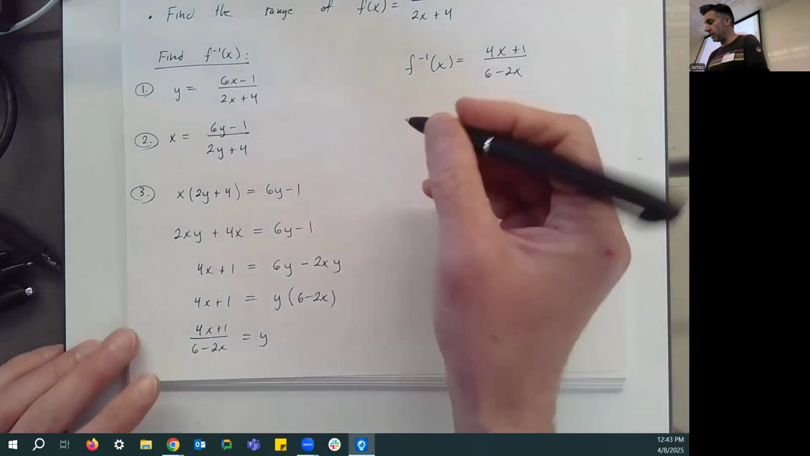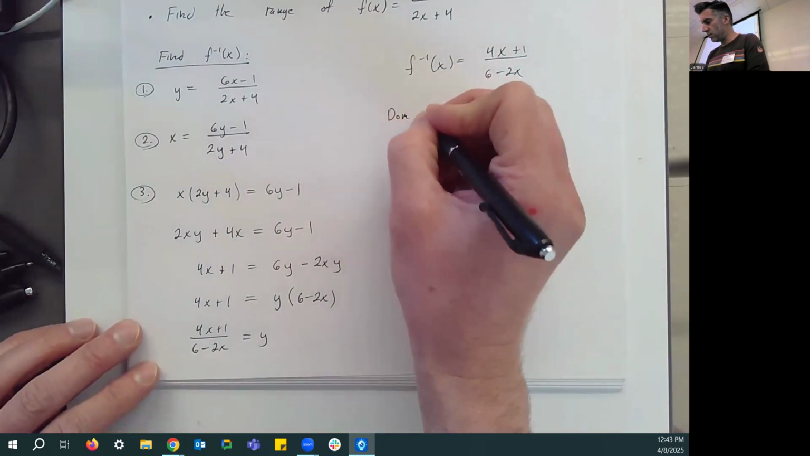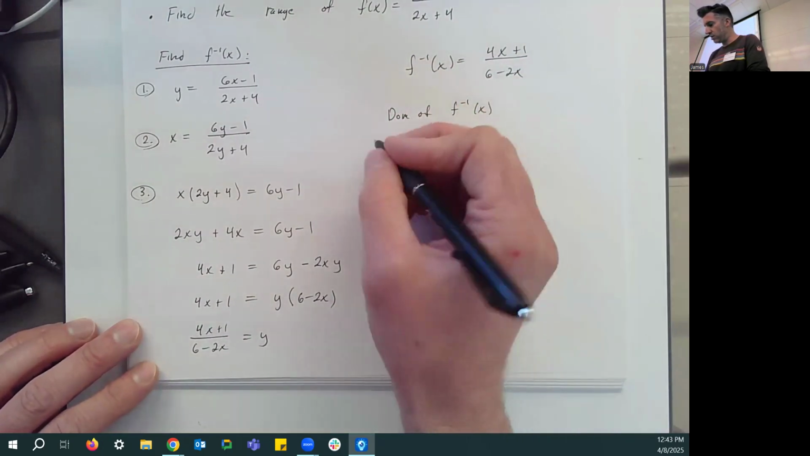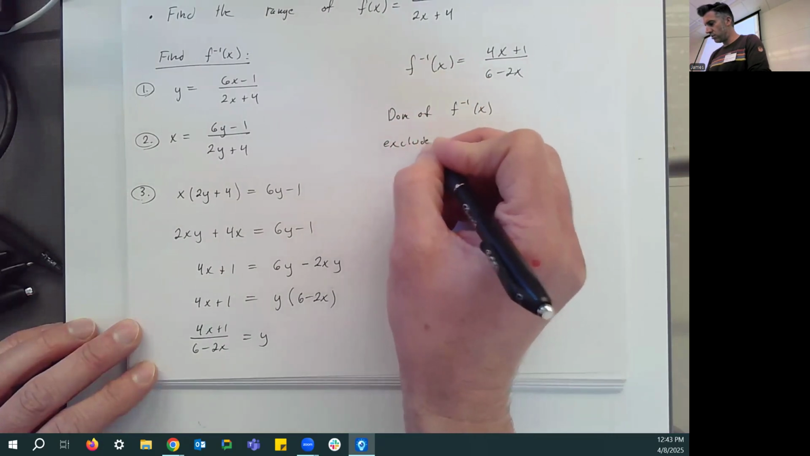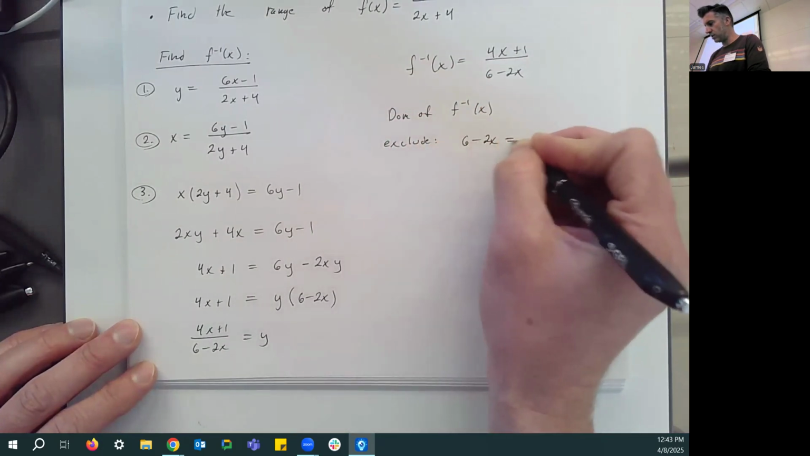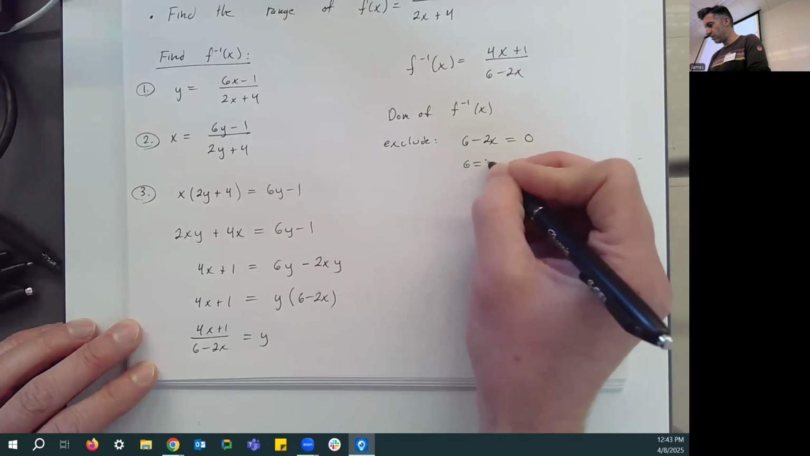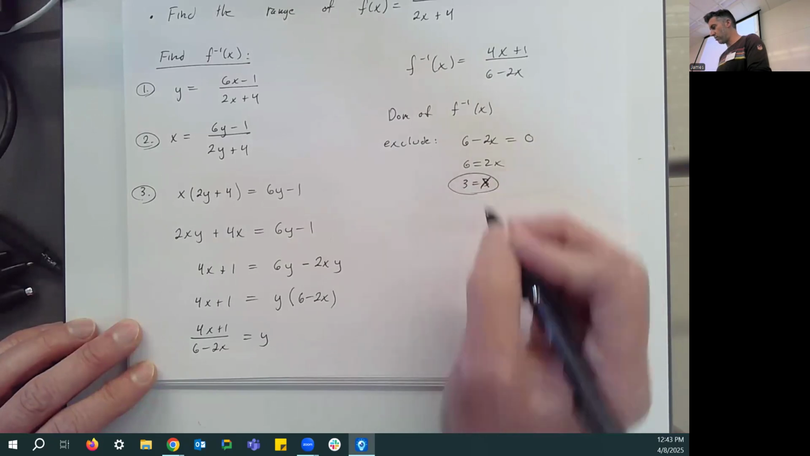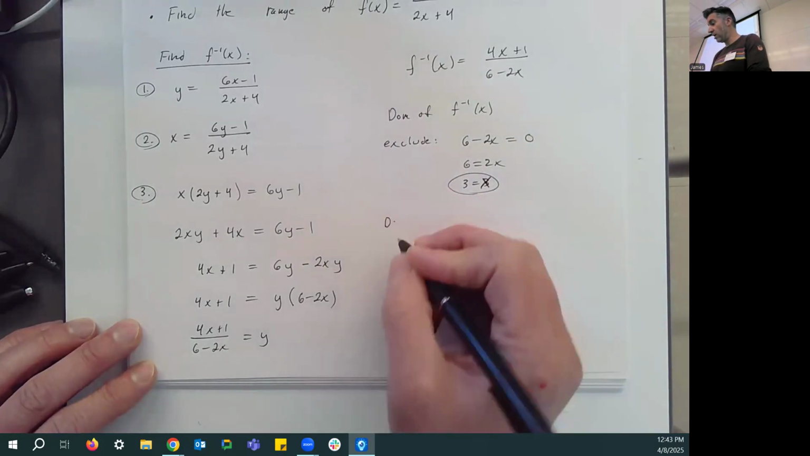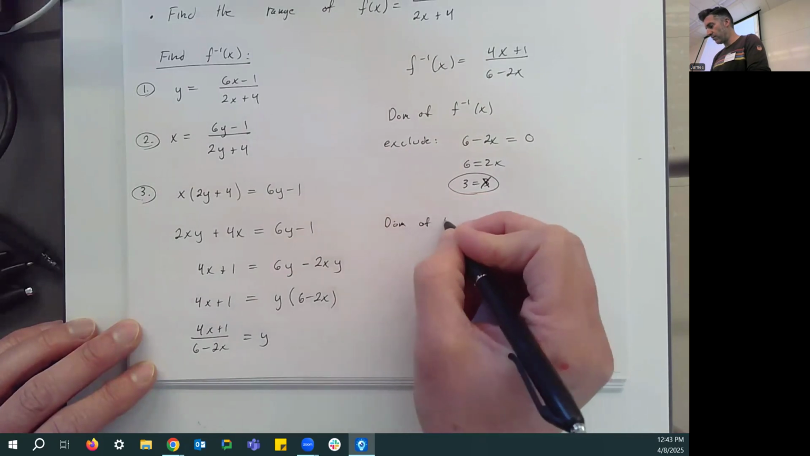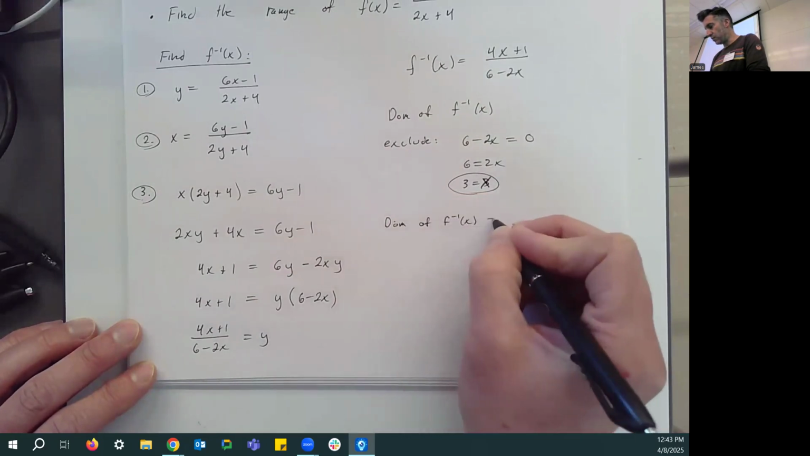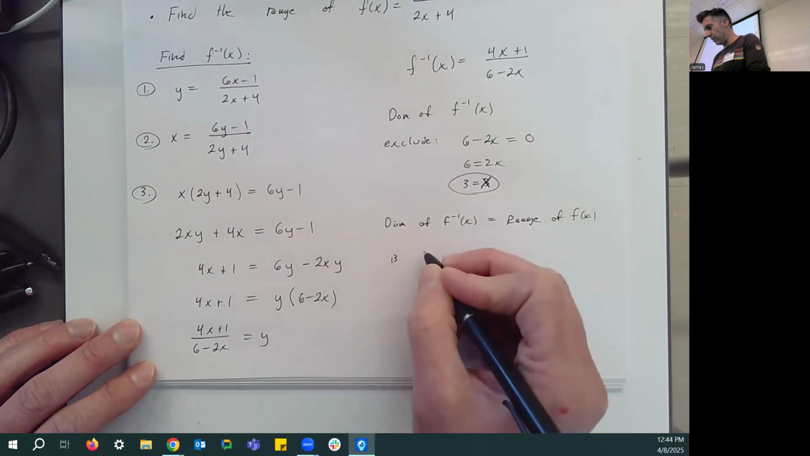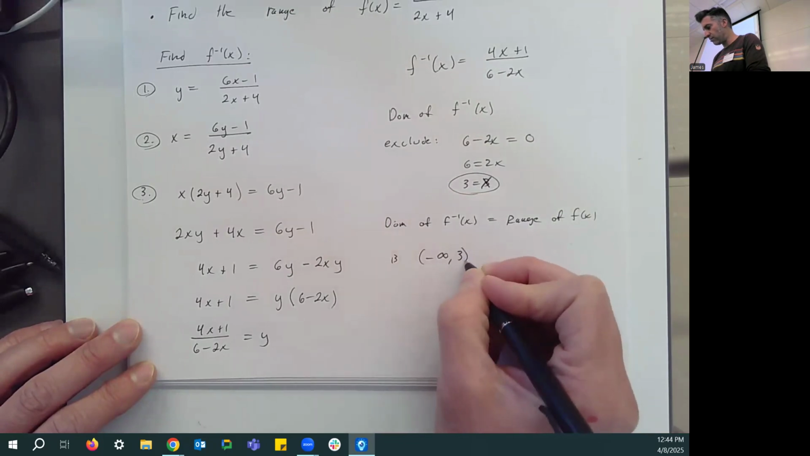And we can fairly easily see that for the domain of f inverse, we're going to exclude whatever makes the denominator equal 0. So we're going to exclude when 6 minus 2x is equal to 0, or in other words, when x is equal to 3. So the domain of f inverse, which is equal to the range of f of x, is everything except for positive 3.